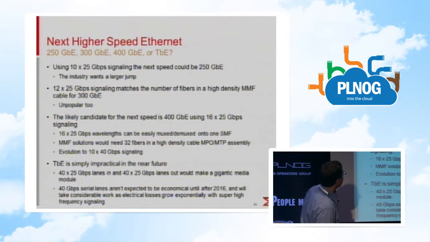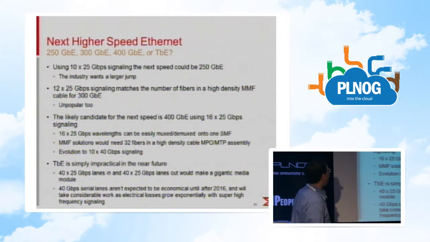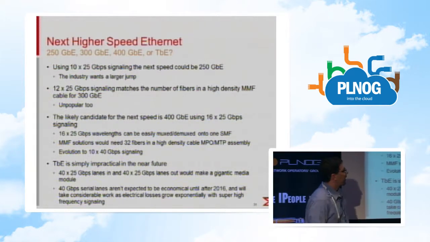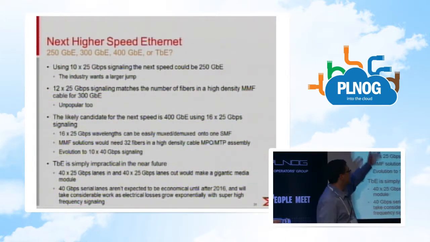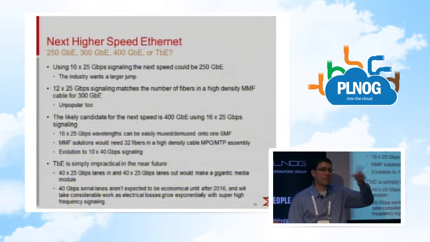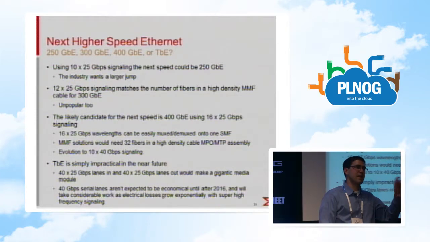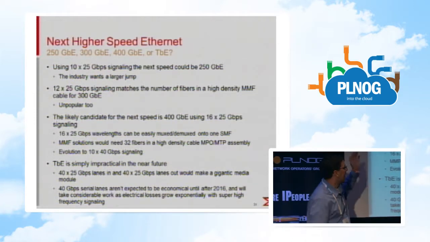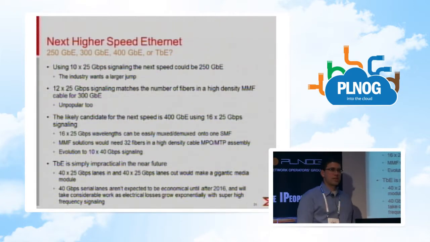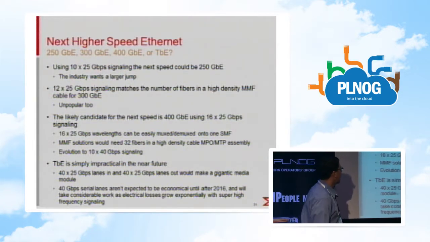300 gigabit Ethernet would also be an option. You could use 12x25. That's nice. It sounds kind of silly, but it's nice because it matches the number of fibers in a multi-mode, a dense multi-mode fiber bundle. So it actually fits quite well, but just like 250 gigabit, it's just not fast enough.